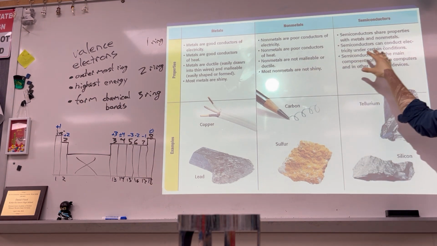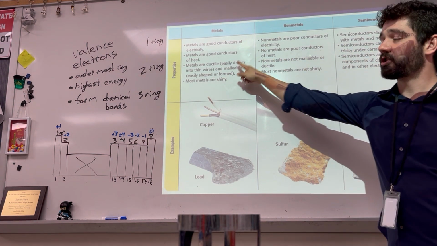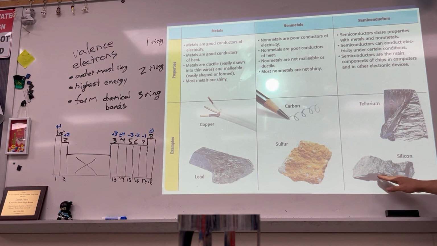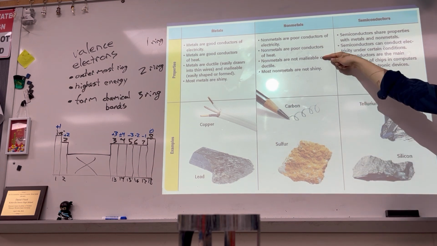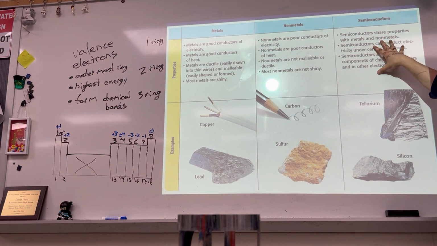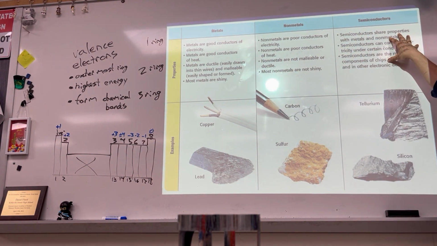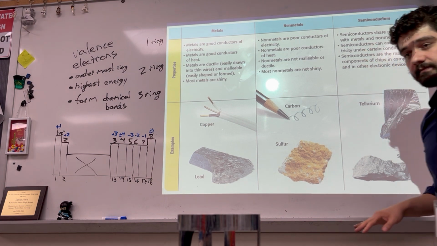Okay, metalloids have a combination of both categories. Okay, so metalloids like silicon is a conductor. It's shiny, looks like a metal, but it's not malleable. It's crumbly like a rock. Okay, so metalloids are a combination of both categories, so they get their own category. Okay, this will be on the test as well.